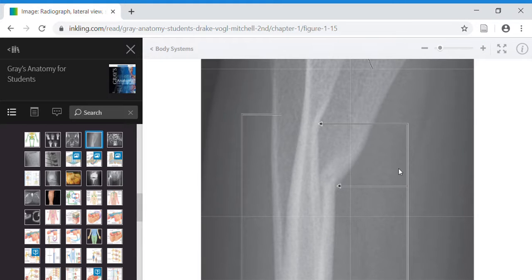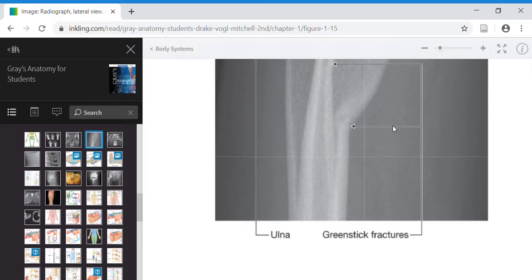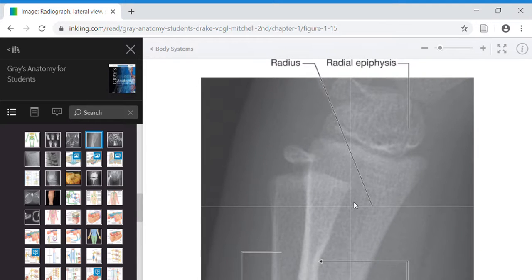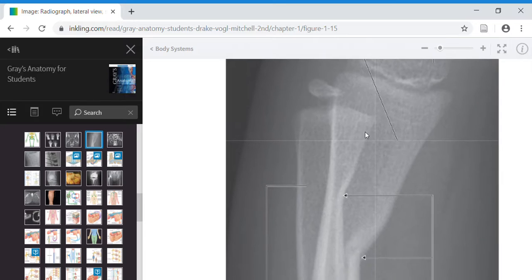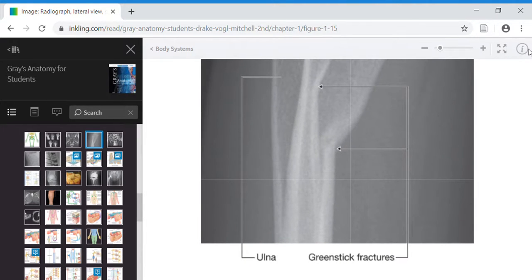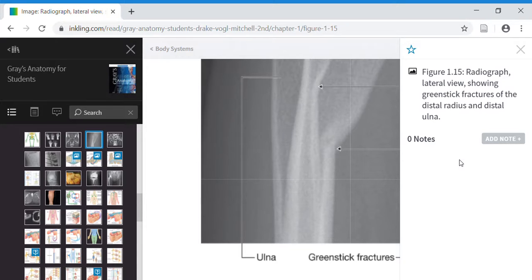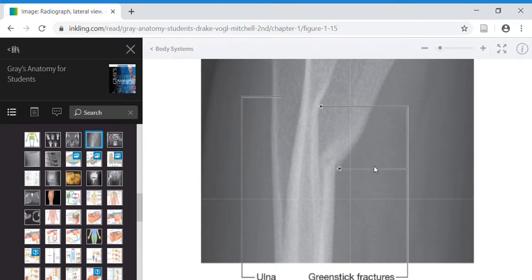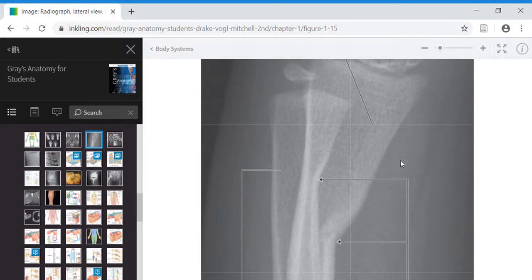This one shows a greenstick fracture of the ulna. You can visualize the radius and radial epiphysis. The radiograph shows the greenstick fracture of the distal radius and distal ulna. This fracture is called a greenstick fracture.